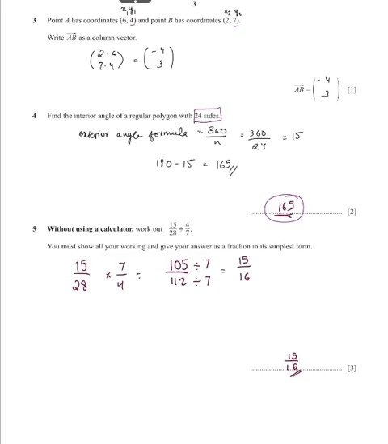Then without using a calculator, you have to work out 15 by 28 divided by 4 by 7. Now this is a 3-mark question, so you have to show your working, otherwise you will not get the full 3 marks. So 15 by 28, since it is division, we reverse 4 by 7 into 7 by 4, and we make division into multiplication. So it becomes 15 by 28 times 7 by 4. So you get 105 divided by 112, which can further be simplified. Since it's asked in its simplest form, it can be simplified into 15 by 16.